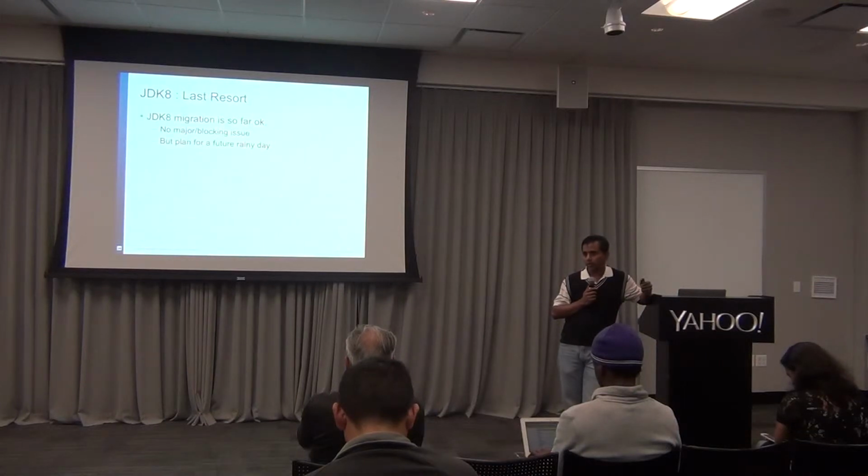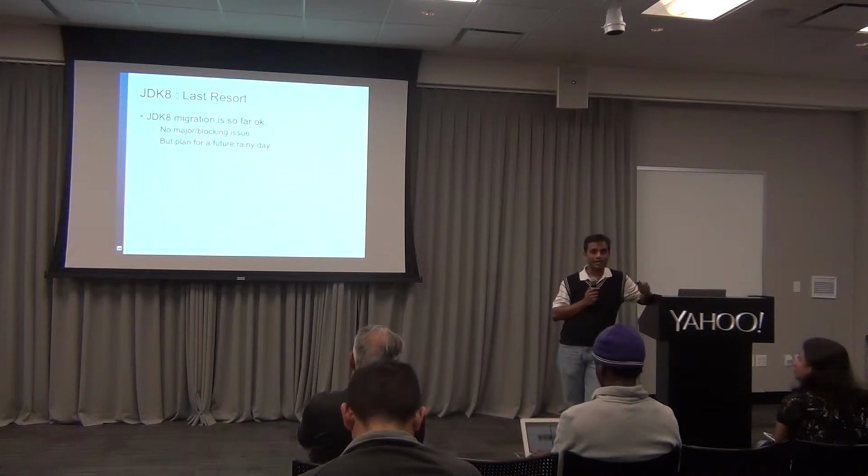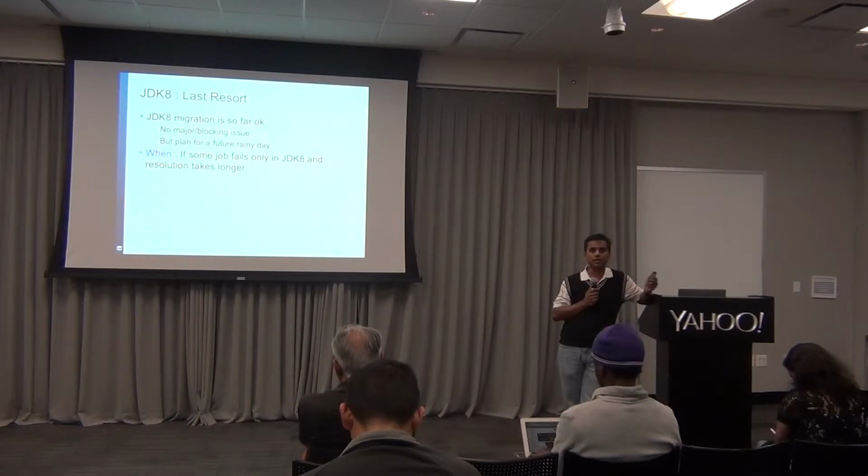So far we find the JDK8 experience is okay. There is no big blocker at this point. Things are working fine. However, we need to plan for a rainy day. What is that rainy day? JDK8 is relatively new. One day, one of our users might come and say, my job is failing only for JDK8. For JDK7, it is working fine. So what is the answer? We find it takes longer because JDK8 does not have a lot of experience behind it; nowadays people are coming with this experience. So to identify and resolve the problem, we need a backup plan to unblock the user.